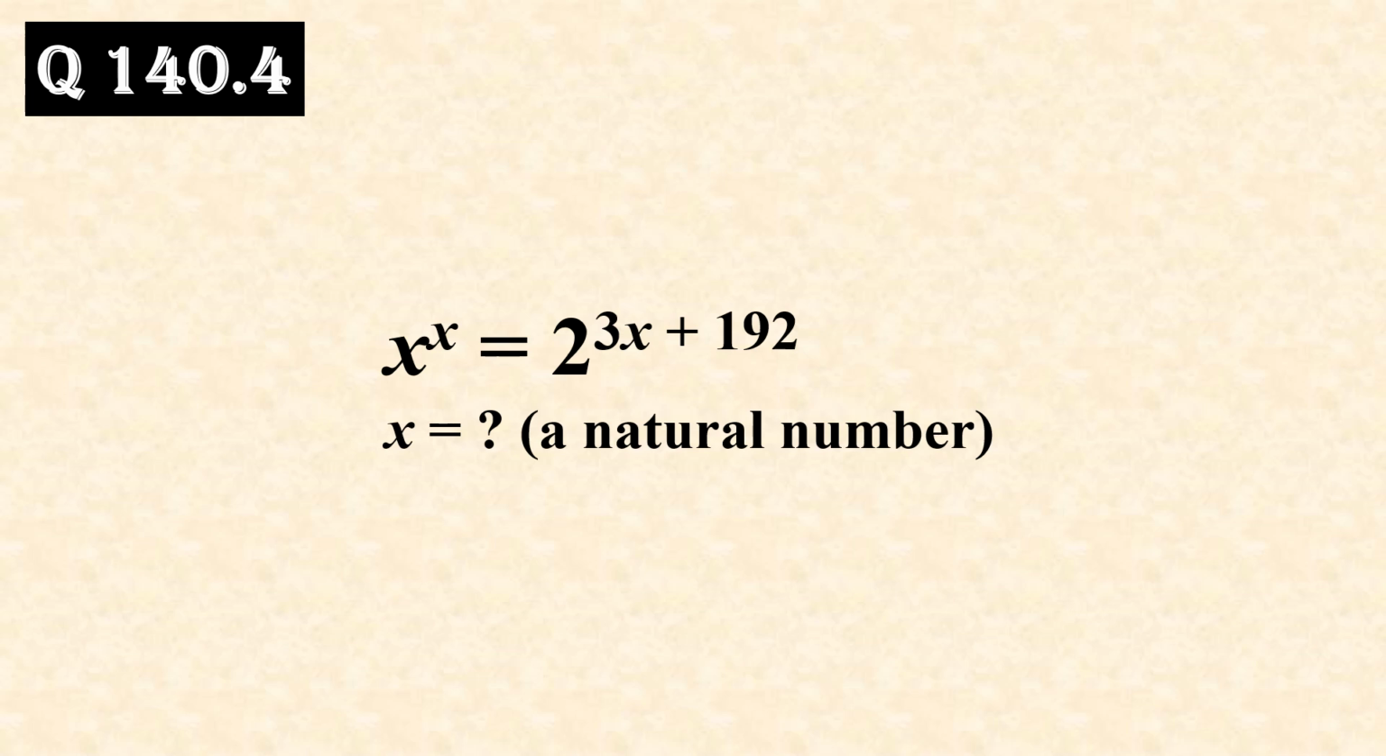This is the penultimate question, question 140.4. This is an exponential equation. Left side, base is x, and exponent is x, that is, x power x. Right side, base is 2, exponent is 3x plus 192. X is a natural number. Your timer is on.